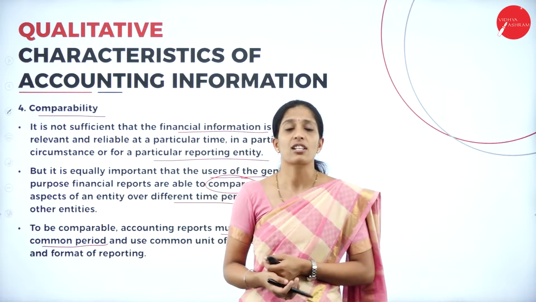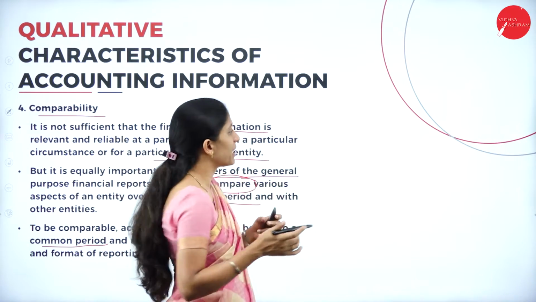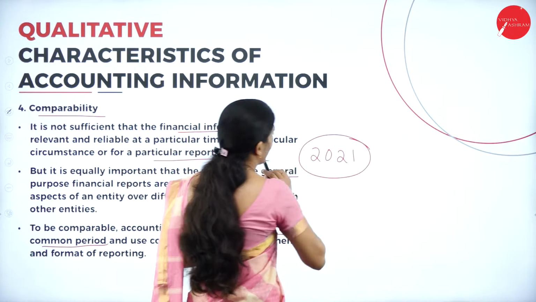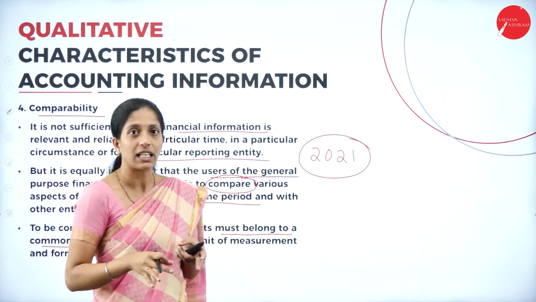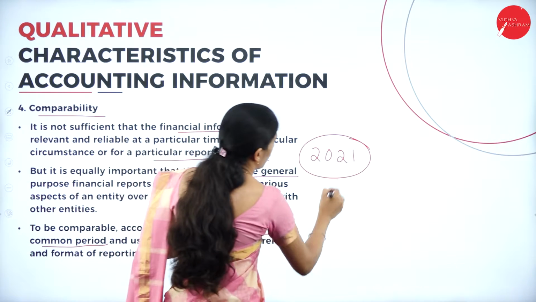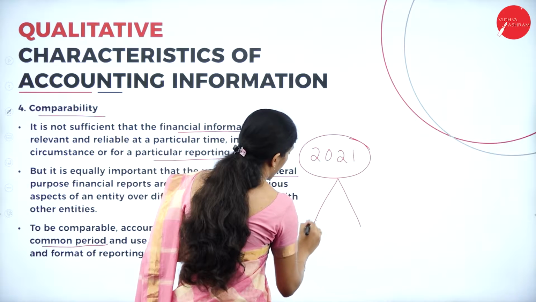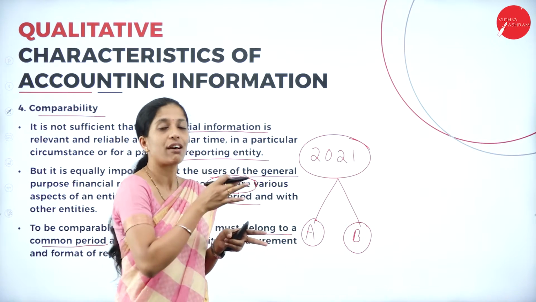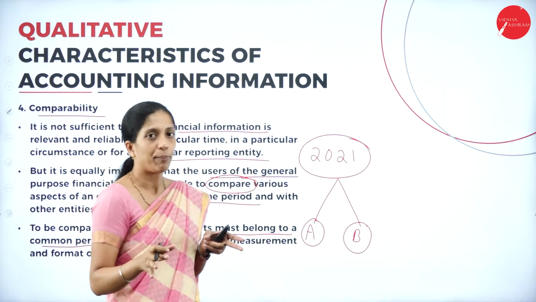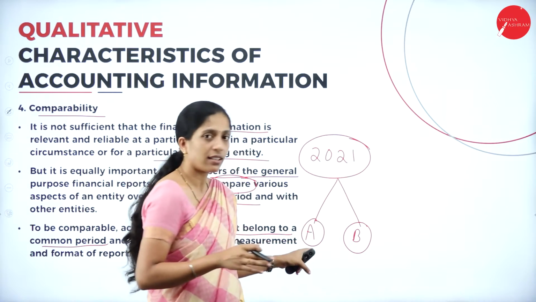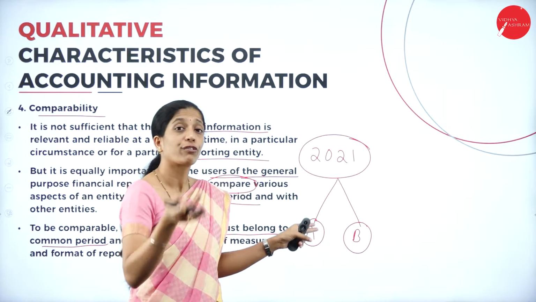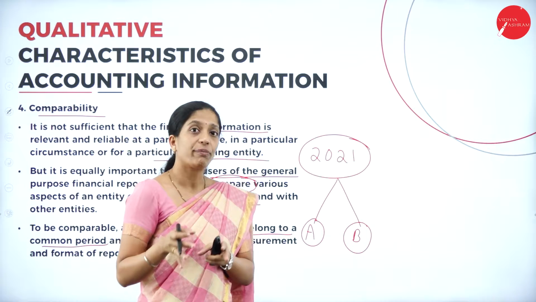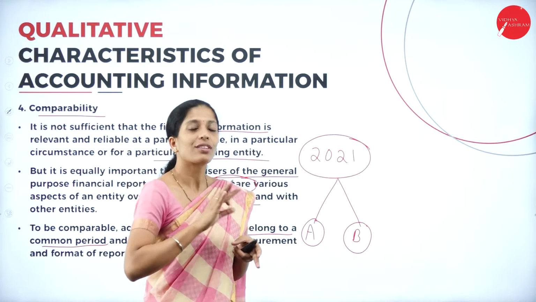Suppose the organization wants to check the profitability in the year 2021, then 2021 has to be taken as a common year for the comparison between the two organizations. So let us take A and B. The profitability of A and B in 2021 has to be compared. We cannot take the profitability of A in 2020 with that of B in the year 2021. So this will not happen.